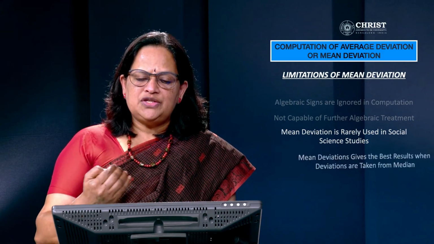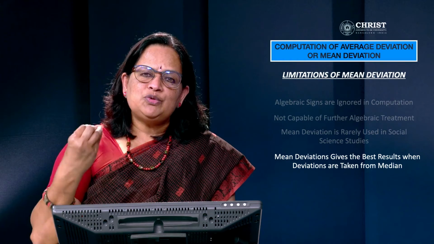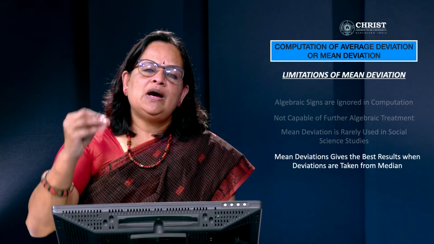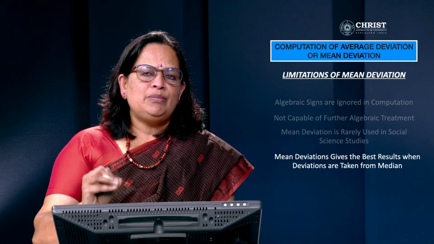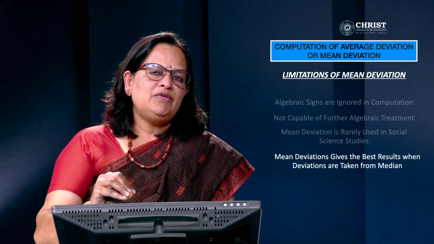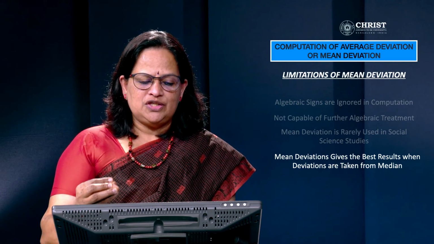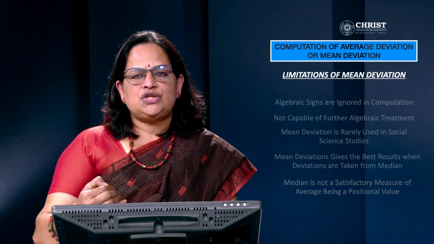And then mean deviation gives the best results when deviations are taken from the median. But median is a positional average. That is why in our computation also we have explained with the mean as the average for computing mean deviation. Actually the median will give the best result, but we cannot use it because it's a positional average. So median is not a satisfactory measure of average, being a positional value.